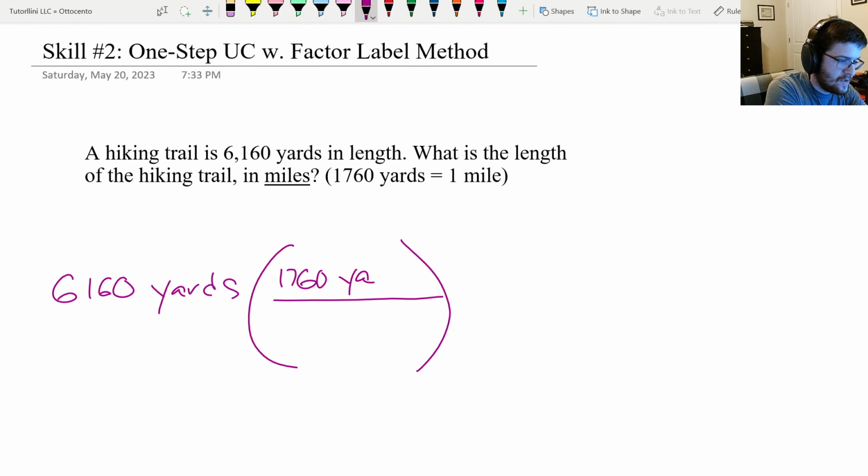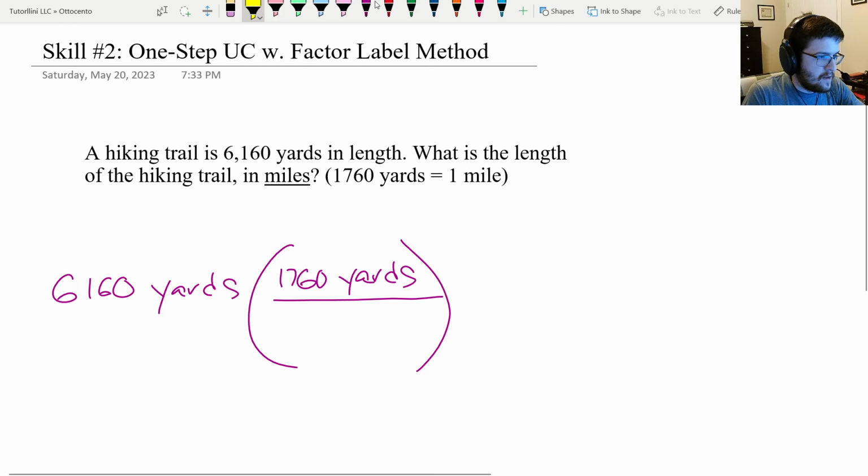1760 yards. We're going to use the unit conversion with yards in it, which is this one. So we're using this guy. And it does have yards in it, so that unit conversion is good. We don't need to do anything to it. And then I'm going to put the other part of the unit conversion on the bottom.